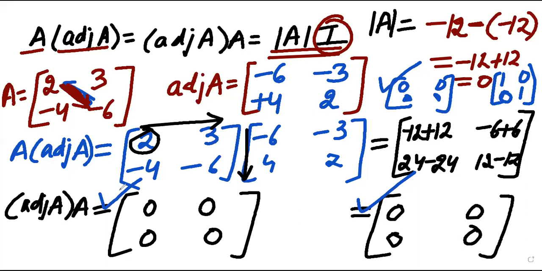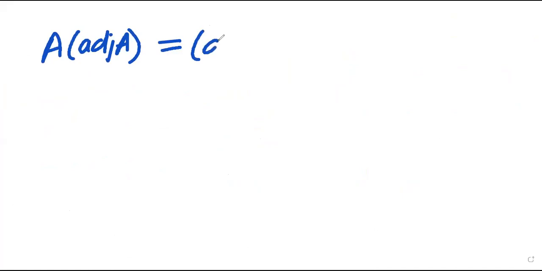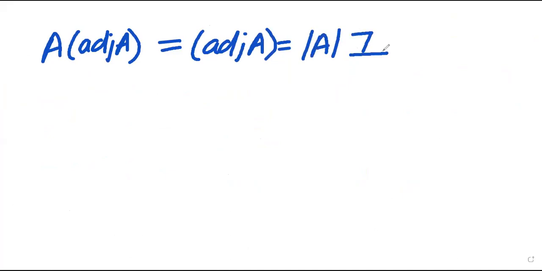So we got the point that if you multiply A into adjoint of A and then adjoint of A into A, that is coming equal to determinant of A into identity. Okay, you can use this method for a 3 cross 3 matrix. For 3 cross 3, if you apply it, then the same result will come. Okay, so this we learned today.